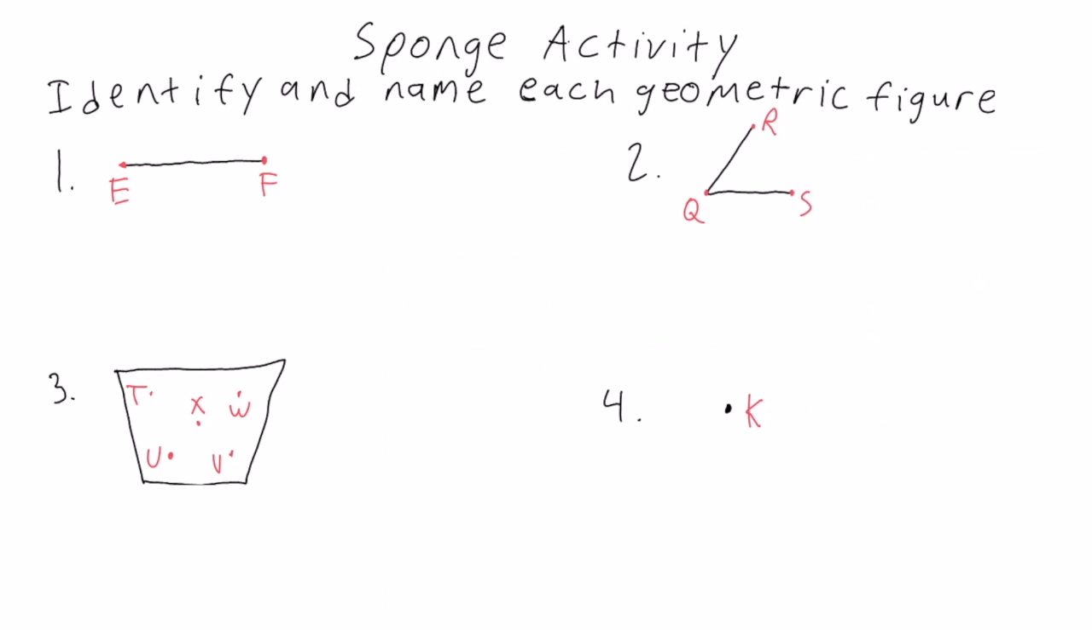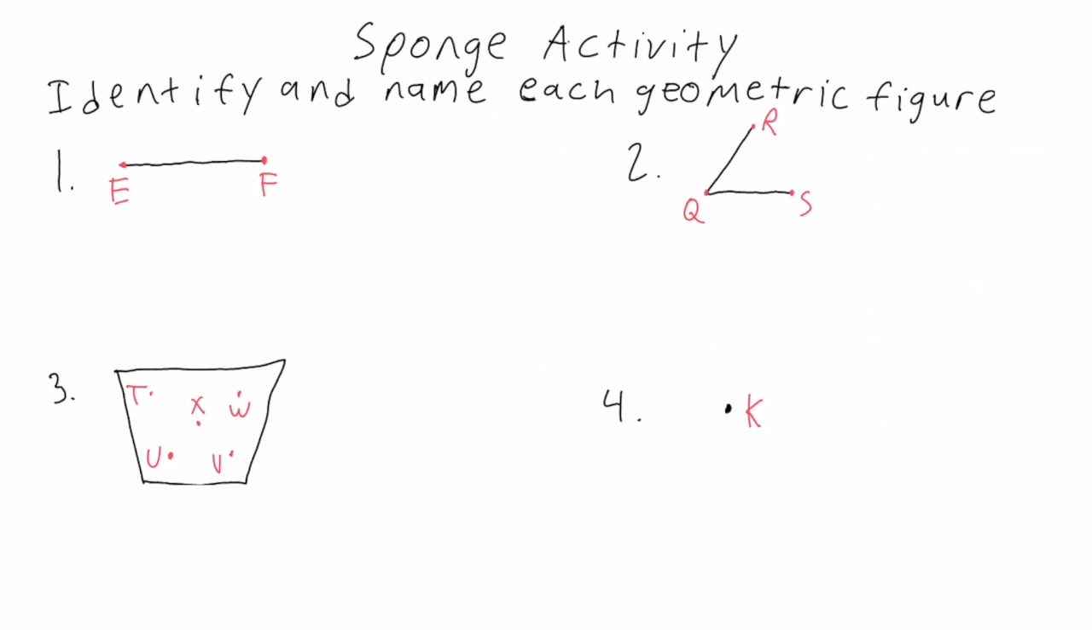Alright, so that's it for the notes. Now we have the sponge activity. For these four problems, you're going to attempt them all, and if you attempt them, you get full credit on the homework, and if you get all of them right, you get a bonus point on the next test.